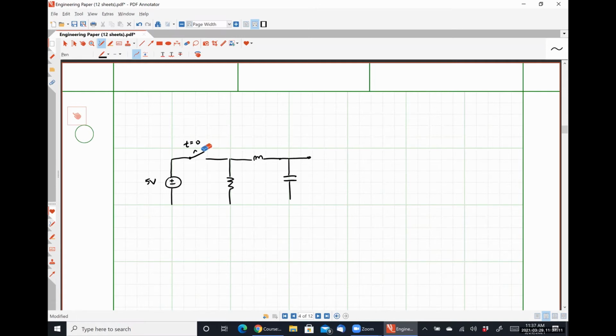Change the direction of this guy. So this one's going to be closing. This one's going to be opening. And this will be a 2 amp current source in parallel with a 5 ohm resistor. All right.